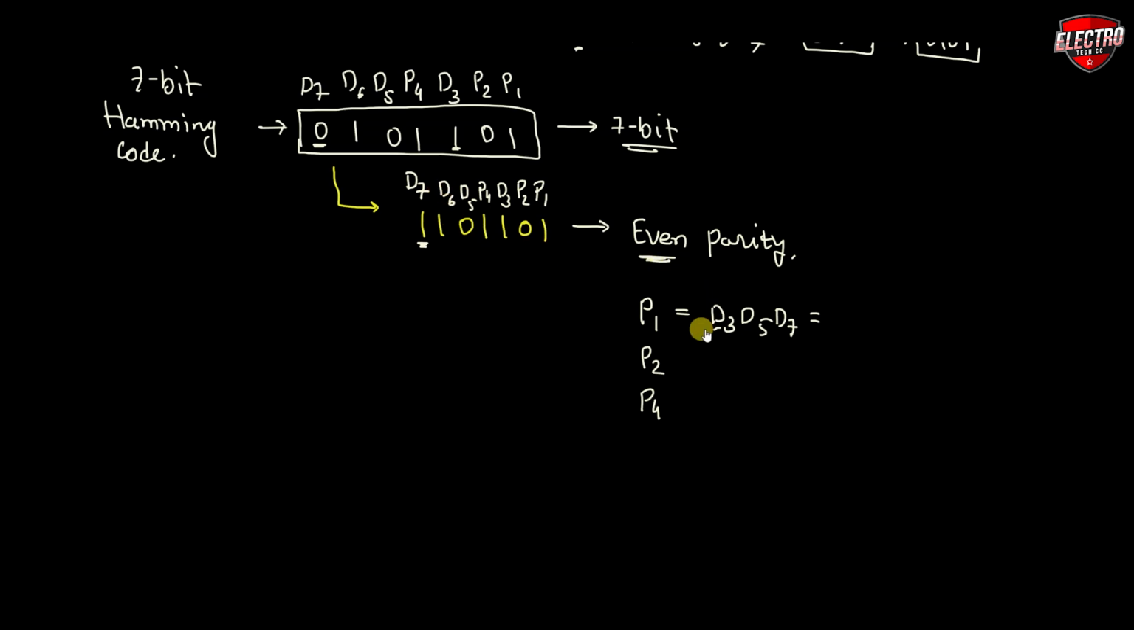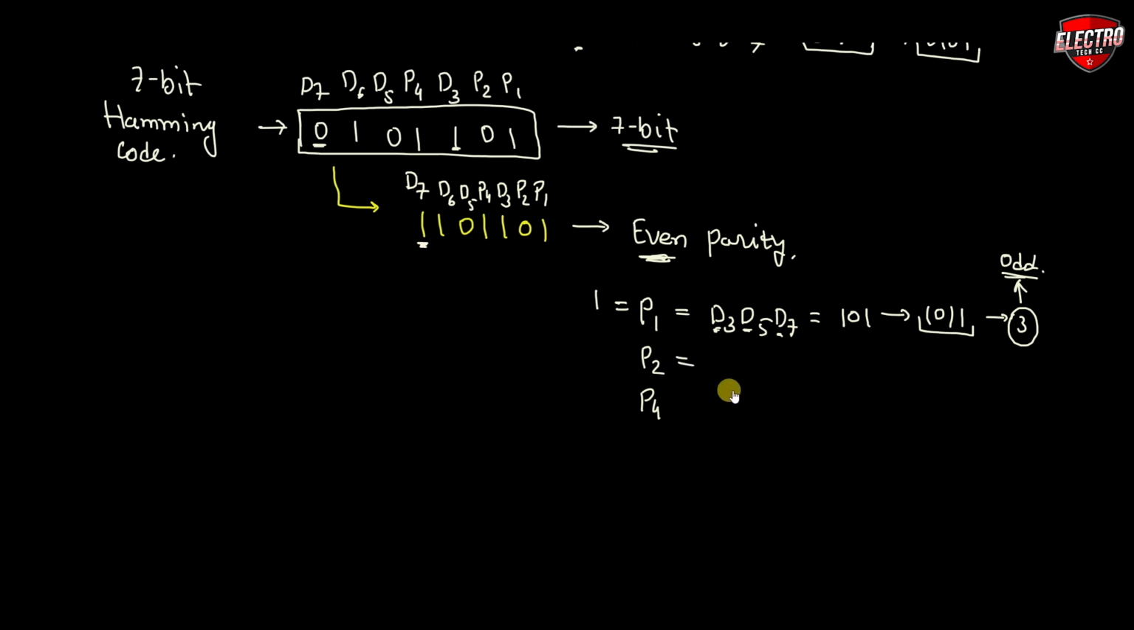So D3 is equal to 1, D5 is equal to 0 and D7 is equal to 1, and the parity bit is equal to 1. That means the number of 1s in this message is 101 as it is, and one parity bit 1. That means in this final message the number of ones is equal to 3, and we have an even parity, and we get the number of ones equal to 3, which is an odd number. That means there is one error bit in D3 or D5 or D7.